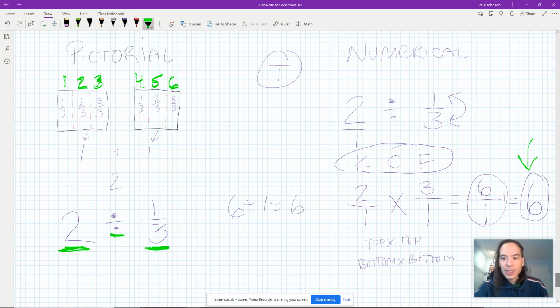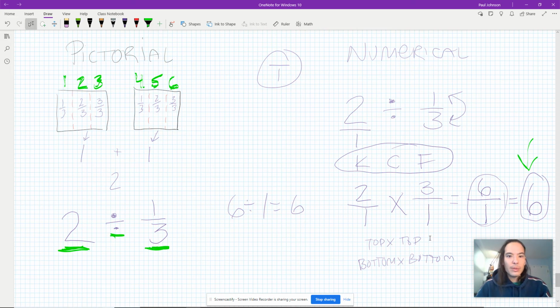Over here, we did it as the numerical representation, which doesn't show us the picture, so it's a little bit more abstract. But what we did is we said two wholes divided into 1/3 size pieces. We turned the whole number into a fraction with a 1 as the denominator. We did keep, change, flip to make sure that we can solve our problem. Remember, to divide fractions, you're basically multiplying fractions, but you just have to flip the second fraction. So then we found out that there were 6 pieces in total, which matched our picture.